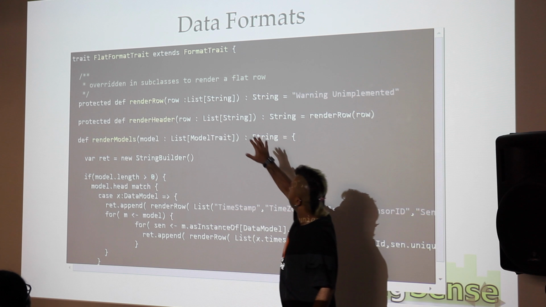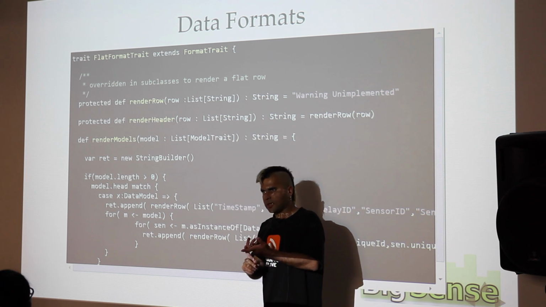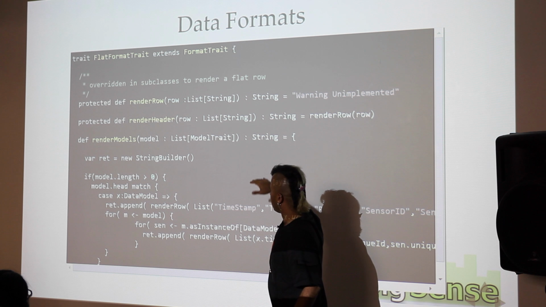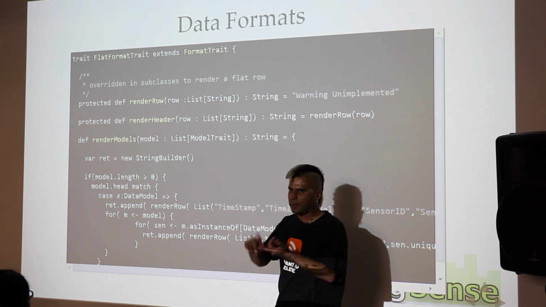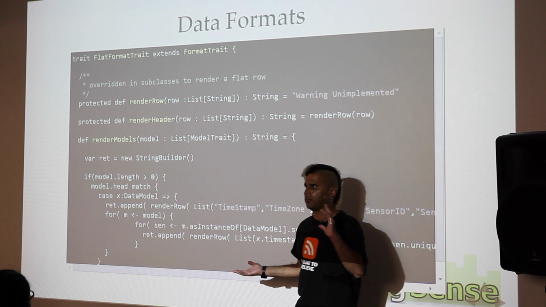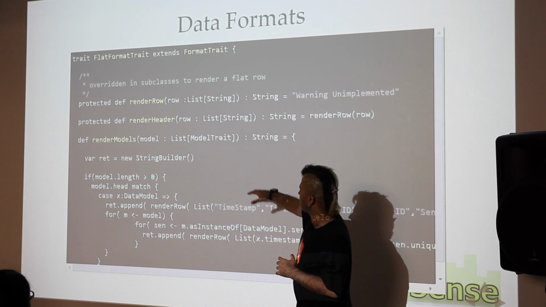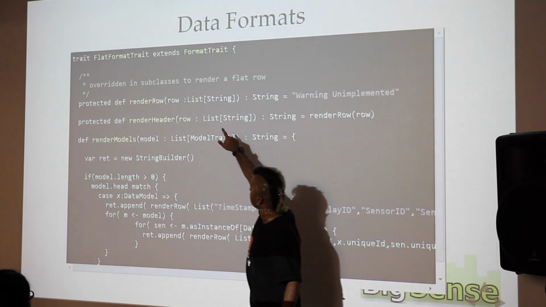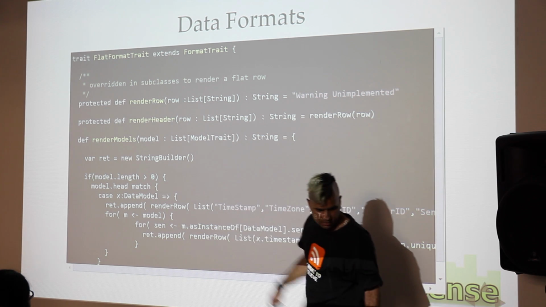So we have a flat file format trait for both the comma separated and tab delimited. And so in our render files method, this is kind of nice because for comma separated and tab delimited, they're pretty much the same thing. The only thing that changes is just your delimiter. So we have all of our logic to build all of our rows down here in the render models function. And they call these render row and render header functions.